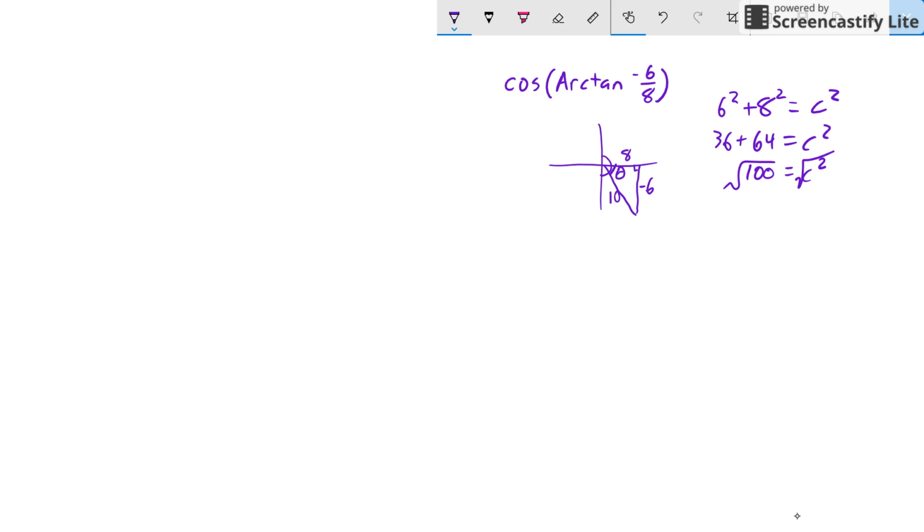Now we can do cosine of this triangle. We don't have to know the angle. It's not asking us what the angle is. So we can just simply do cosine of this triangle. Cosine is adjacent over hypotenuse. Go ahead and simplify it. 4/5 would be our answer.